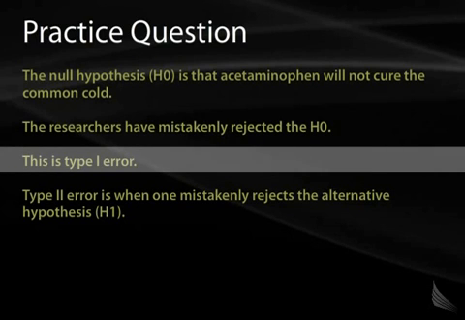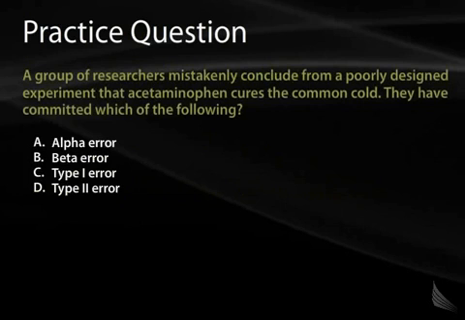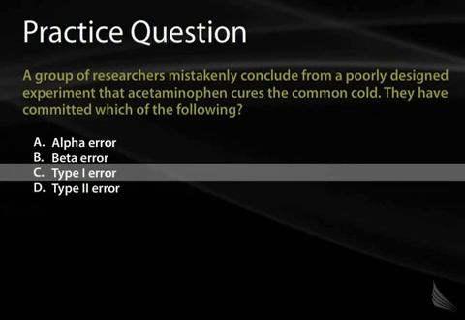There's no such thing as alpha error or beta error. Alpha and beta are simply parameters by which we determine how much error we're willing to accept. We set alpha, typically at 0.05. We set beta, typically at 0.2. But these terms, alpha error and beta error, do not exist. So the correct answer here is C, type 1 error.